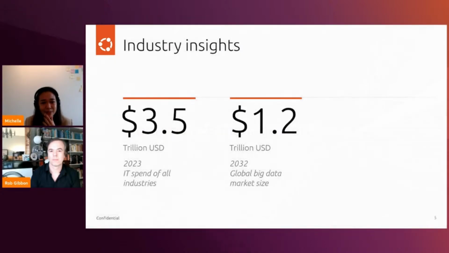According to Gartner, the worldwide enterprise IT spend is 3.5 trillion US dollars in 2023, and it is expected to grow at a compound annual growth rate of 8.4% until 2027. It expands to multiple industries, from utilities, healthcare, insurance, finance, education, to government. It's a really massive IT spend.